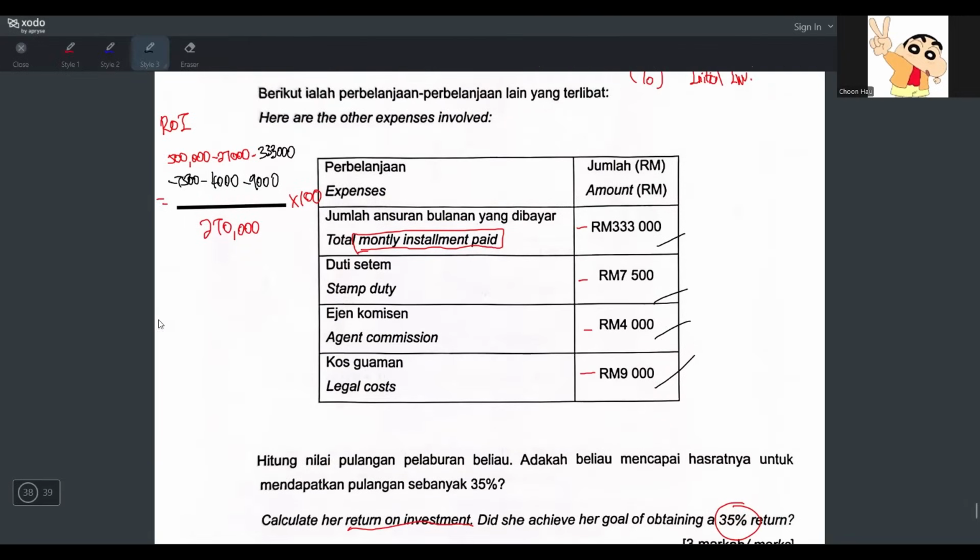So now I can just press my calculator, then I will get the answer here. So wait for me. I'm pressing 500,000 minus 27,000 minus 333,000 minus 7,500 minus 4,000 minus 9,000. Okay, my calculator gives me 119,500. That's the return. But you have to divide by the initial investment of 270,000 times 100. So now let's press answer, divide 270,000, times 100. Okay, my calculator gives 44.259. Let's write in four significant figures. So it's 44.26, and it will come out in percent. Yeah, ROI will automatically come in percent.